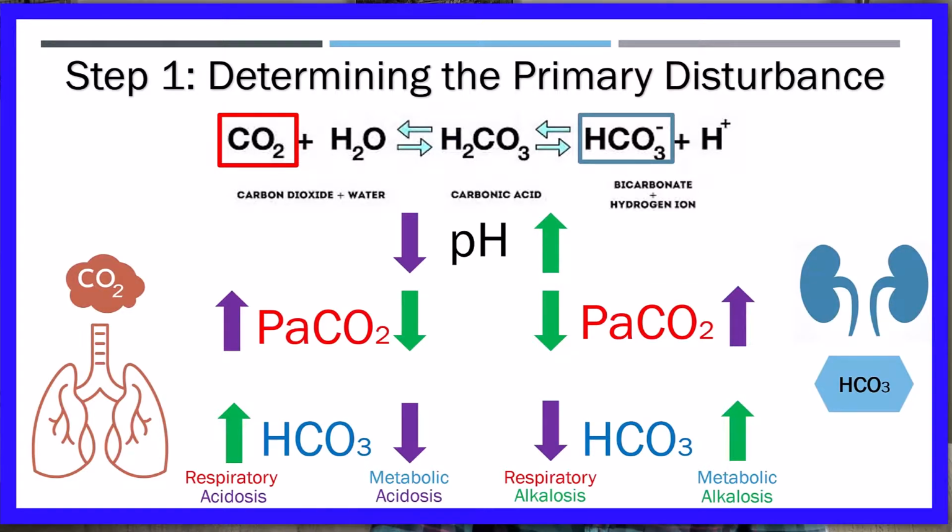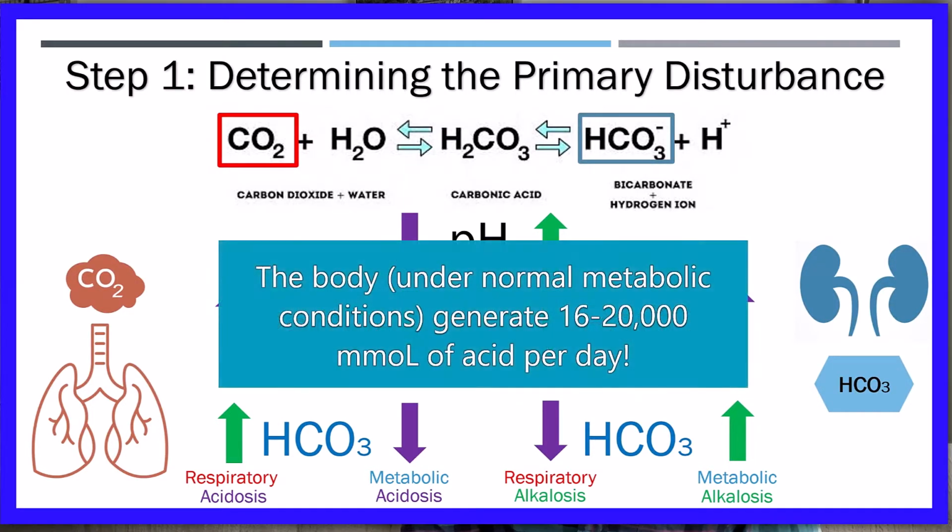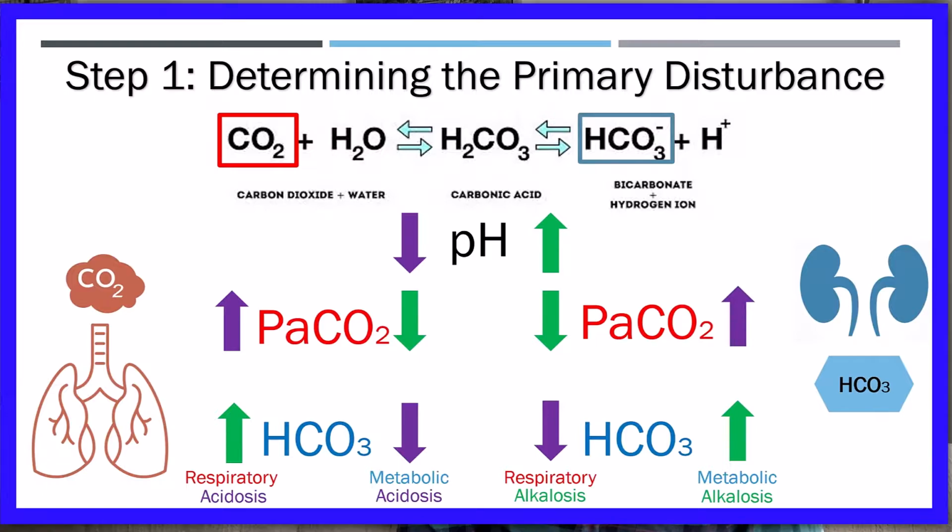The carbon dioxide bicarbonate buffer system demonstrates the balancing act the body must maintain for optimal control. The lungs are responsible for removing carbon dioxide, and the kidneys are responsible for producing bicarbonate. Your body produces 16 to 20,000 millimoles of acid a day, so these organs have a lot to keep up with.